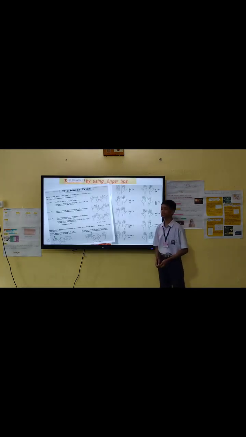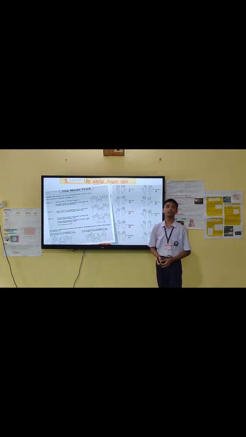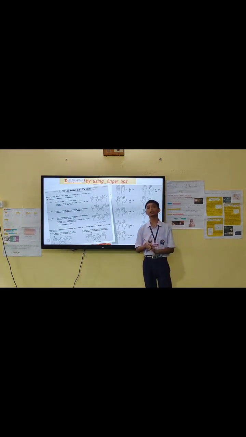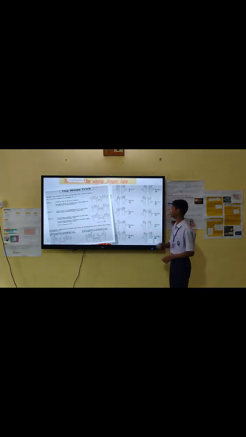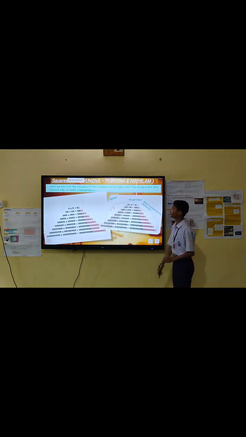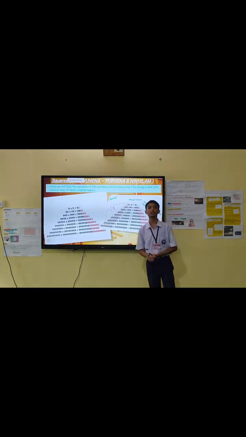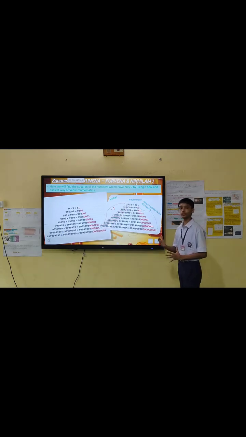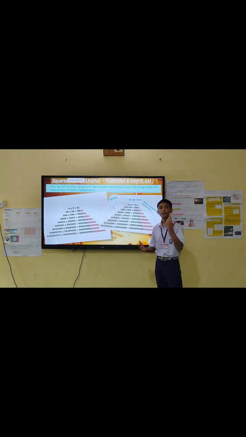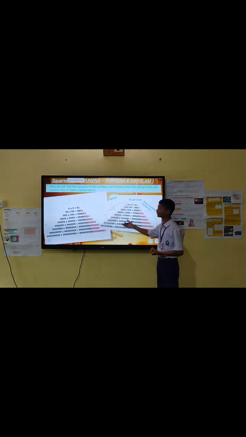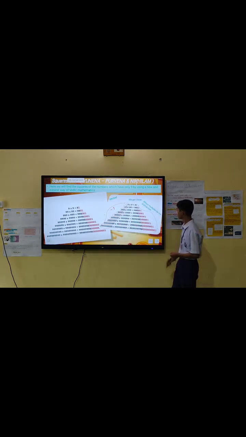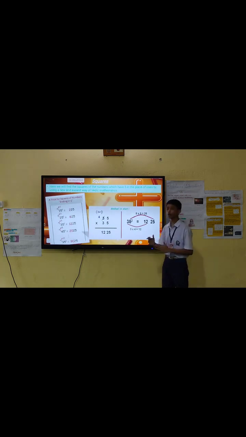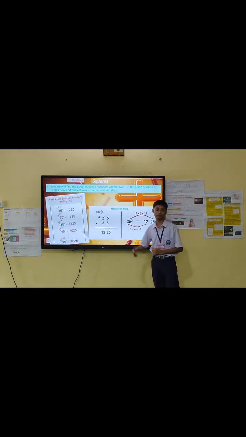Moving to the next slide, table of 9 by using our fingertips. We can easily calculate the table of 9 by using our fingertips as I have shown you here. Moving to the next slide, squares using Ekanyunena Purvena and Nikhilam. We can find out the squares of numbers which have 9 with a short trick I have shown you here.